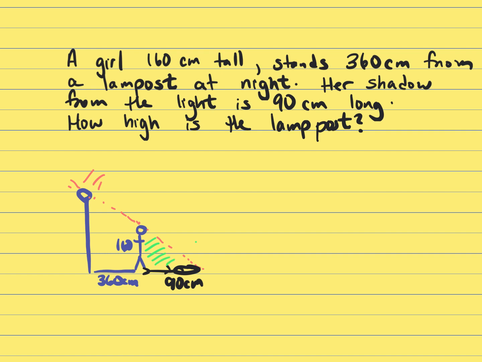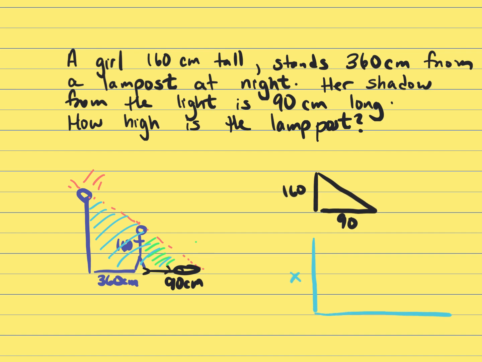If I look at the dimensions of that little triangle, we know her height is 160 and the shadow is 90. And then we have this bigger triangle, which is this whole triangle here, and that is what we're trying to figure out. We are trying to figure out this side of that triangle. And then we know the bottom, we have 360 and 90, so this bottom is actually 450 centimeters. So you can see the 90 side is going to correspond to the 450, and then the X side is going to correspond to the 160.